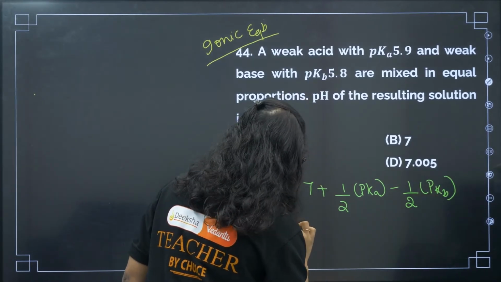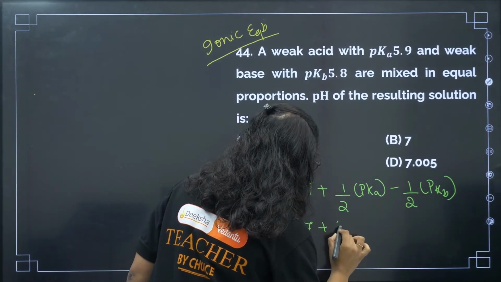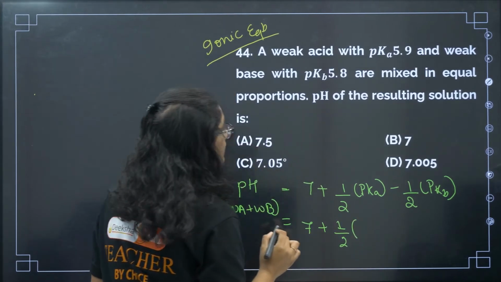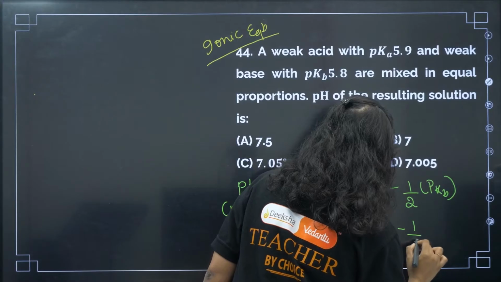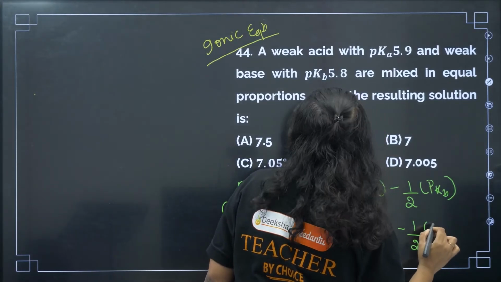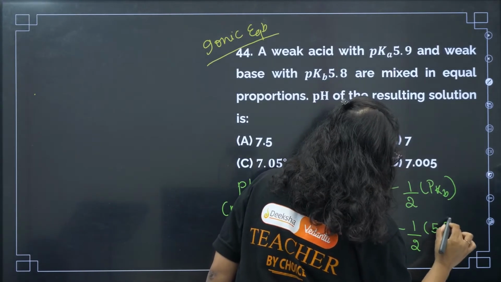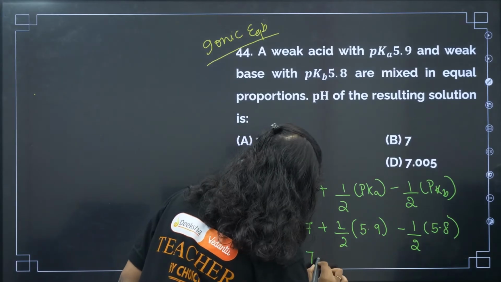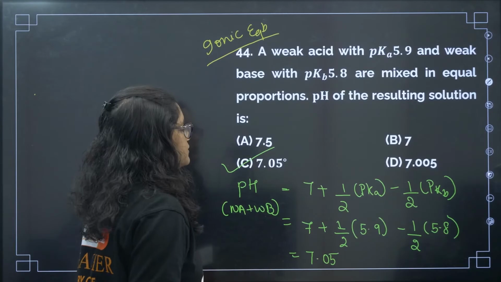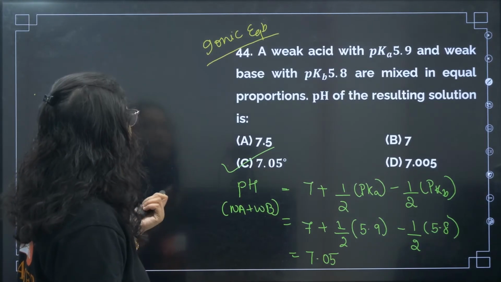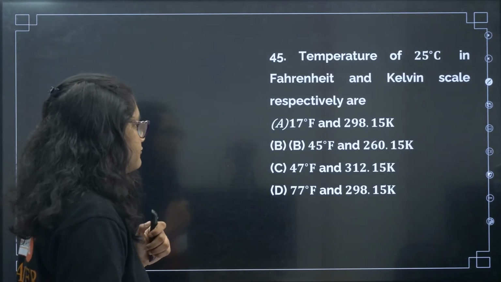pKb. So if I substitute here, 7 plus half into pKa value, which is 5.9, and we have the pKb value, which is 5.8. If you solve this, I'll be getting around 7.05. So the correct answer for this question is option number C. Now let us move to the next question, 45.